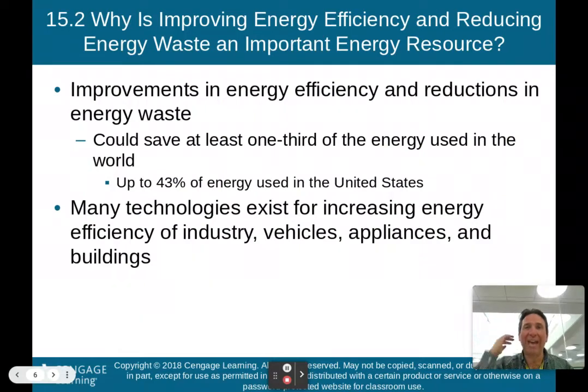So why is improving energy efficiency and reducing energy waste an important energy resource? Well, improvements in energy efficiency and reductions in energy waste could save at least 1/3 of the energy used in the world, and up to 43% of the energy used in the United States. Because again, we're wasting 43%. If you look around the world, save at least 1/3 of the energy used. So think about that. We're wasting all this energy.